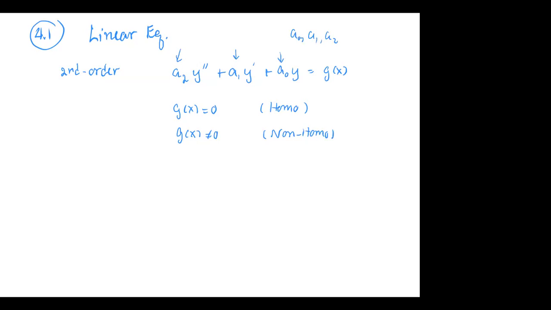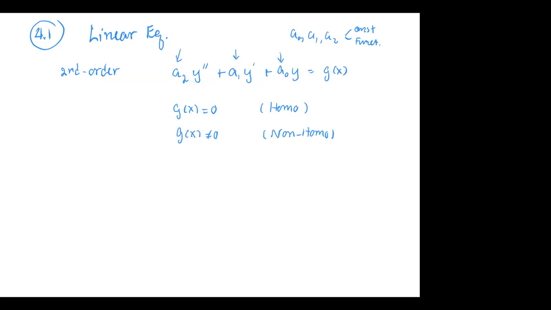For the second order, the coefficients A0, A1, A2 could be constant terms or function terms. So for now, in the earlier part of chapter 4, the coefficients are constant. And that's pretty much what we're going to talk about in 4.3 and 4.4. When we get to 4.5, 4.6, and later on, the coefficients will be functions, but still within the category of homogeneous and non-homogeneous.